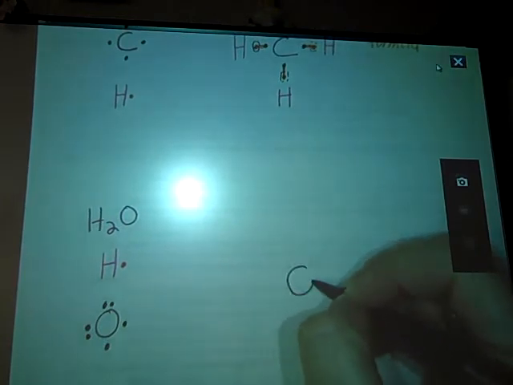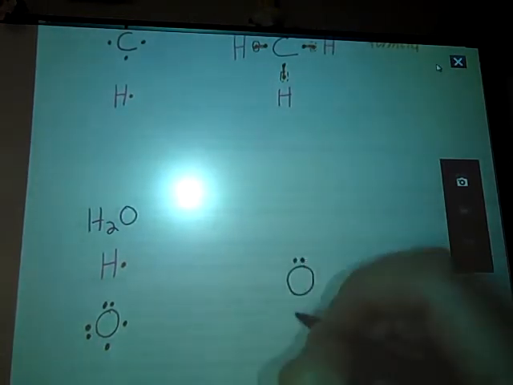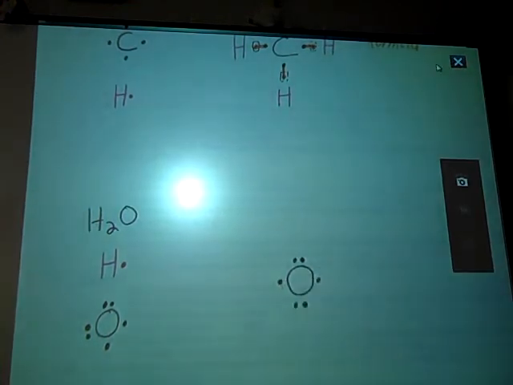My hydrogen can't make enough bonds to link all of those together, so I'm going to draw my oxygen in the middle. I'm going to rearrange my dots just a little bit so we get everything nice and symmetrical with those hydrogens off to the side.